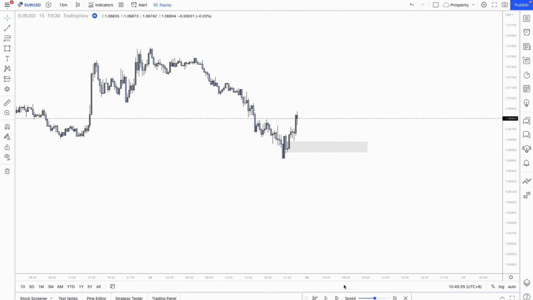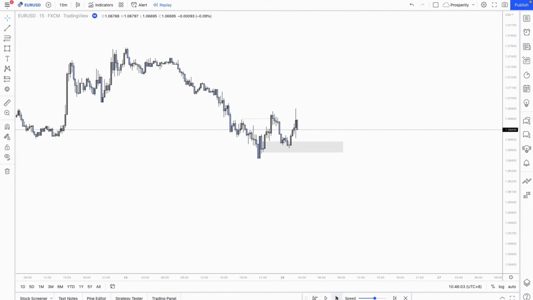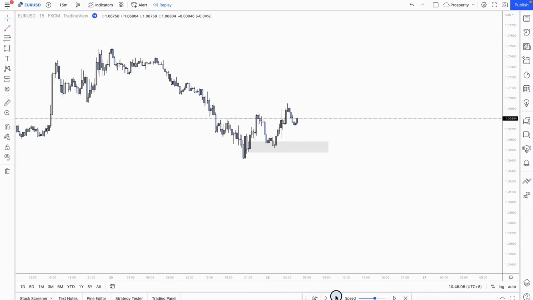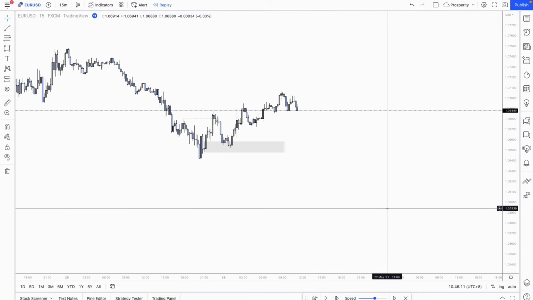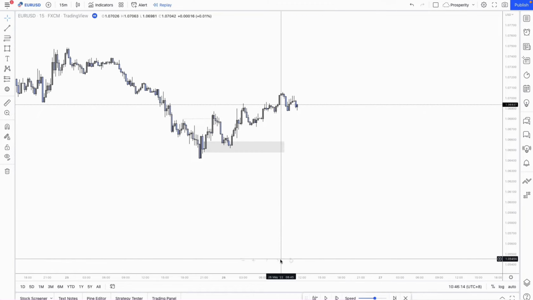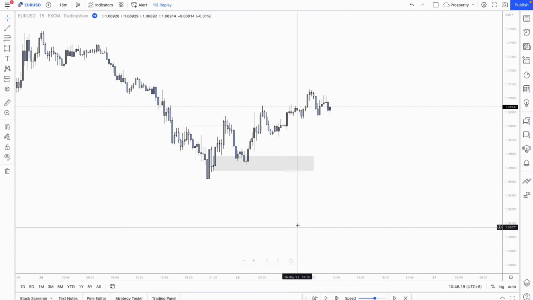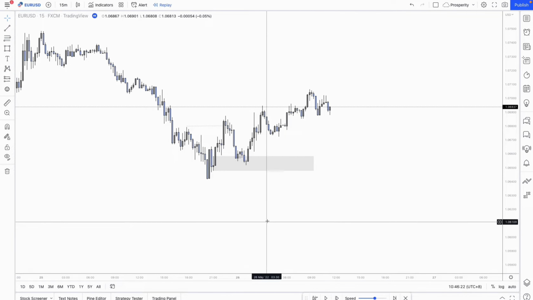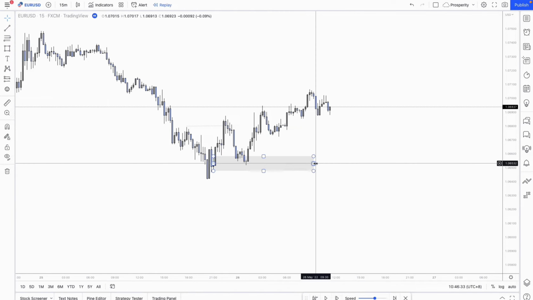Okay, so let's see, does this level hold, yes or no? The answer to that question is a yes, right? That is the example of a demand zone, because it's just the same as a supply zone, but in the opposite effect. So why do some supply zones hold and why do some supply zones fail? Well, stick around to the end of the video and I will actually tell you why.